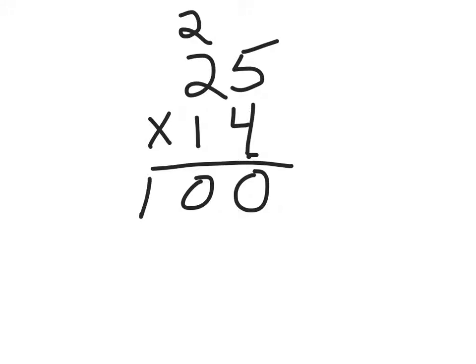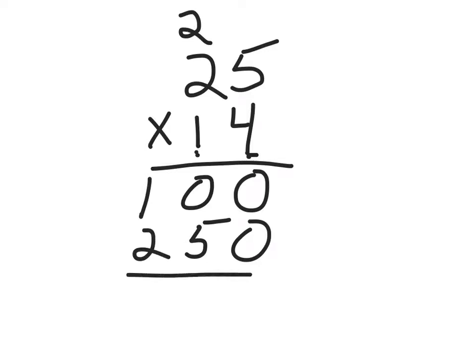Now I move to my tens place. 1 times 5, it's really 10 times 5. That gives me 50. And then 1 times 2, which is really 10 times 20, gives me 200. I add them up, and I get 350.